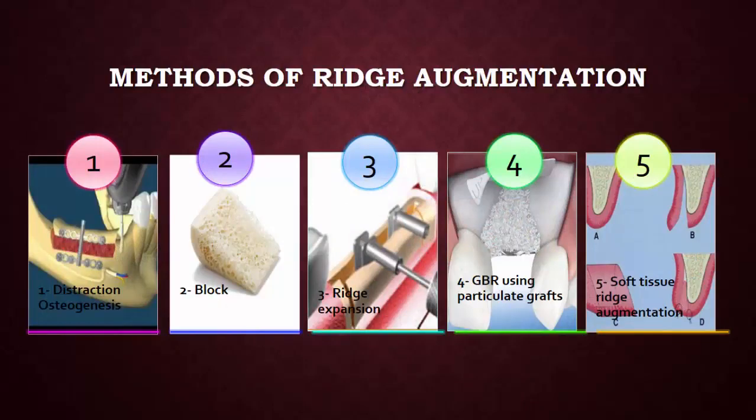And as we know, there are different methods to do the GBR or the ridge augmentation. We can do distraction osteogenesis, or we can use a bone block, a ridge expansion, or GBR using a particulate graft, or even soft tissue ridge augmentation. Of course, each method has its own indication. Today I will focus mainly on number 4 and number 5, the GBR using particulate graft and also the soft tissue ridge augmentation. And inshallah I will discuss the other methods in the future.